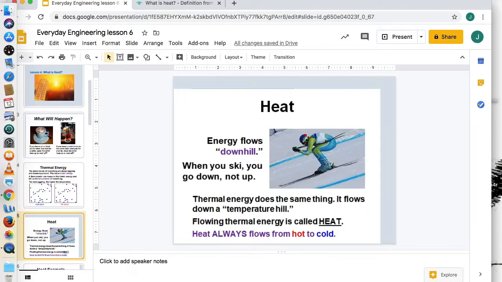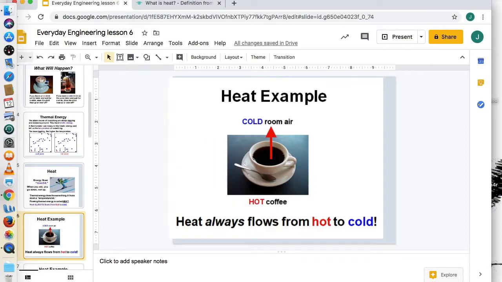All right. So next, heat. Energy flows downhill. When you ski, you go down, not up. So thermal energy does the same thing. It flows down a temperature hill. Flowing thermal energy is called heat. Heat always flows from hot to cold.